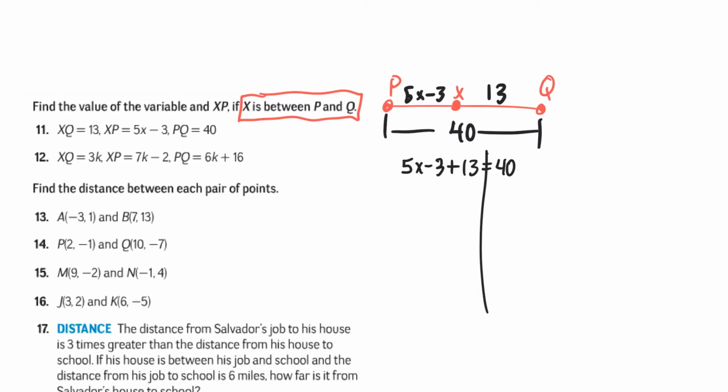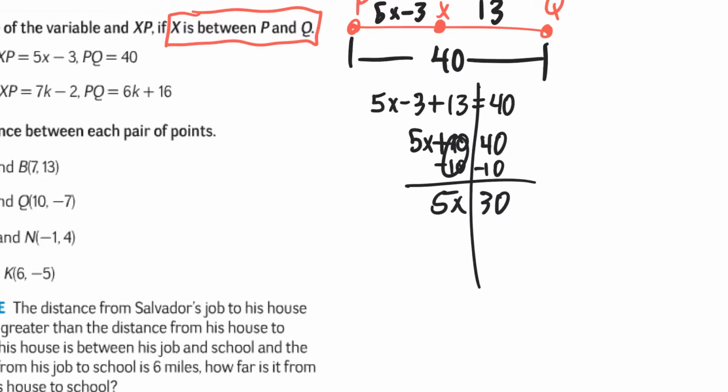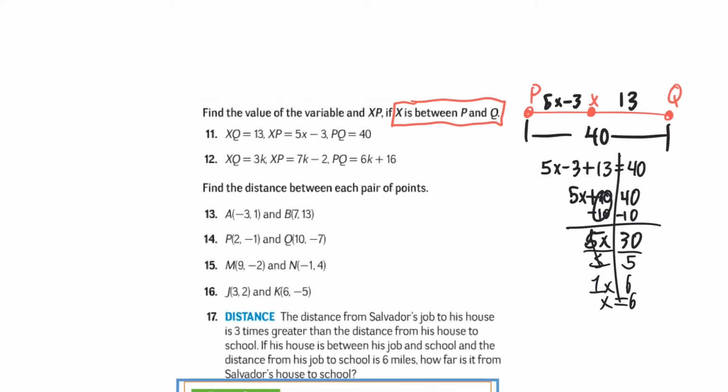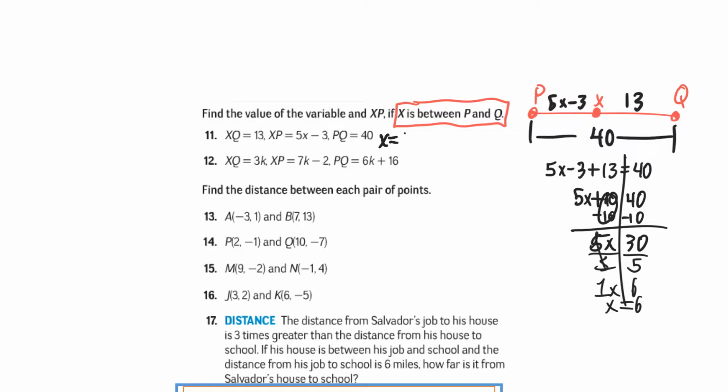Combine like terms, so negative 3 and 13 makes 10, so we have 5x plus 10 equals 40. Subtract 10 from both sides, that zeroes out, we got 5x equals 30. Divide by 5, that 1's out, we get 1x equals 6, x equals 6. Okay, so x equals 6, but it also wants to know how long XP is. So if I plug in 6 into that x, 5 times 6 minus 3 is what? 27.